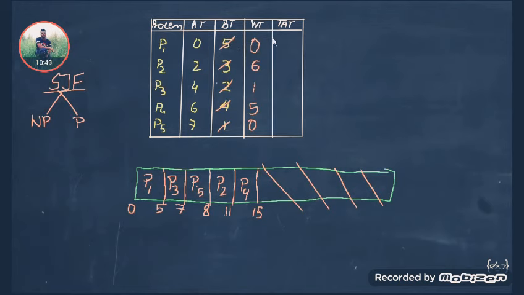So the turnaround time for P1 would be 5, for P2 it will be 9, for P3 it would be 3, P4 will be 9, and P5 will be 1. These are the respective turnaround times for the respective processes, and that's about it for non-preemptive shortest job first. But if you would like, I can show you another example. Let's look at this example.